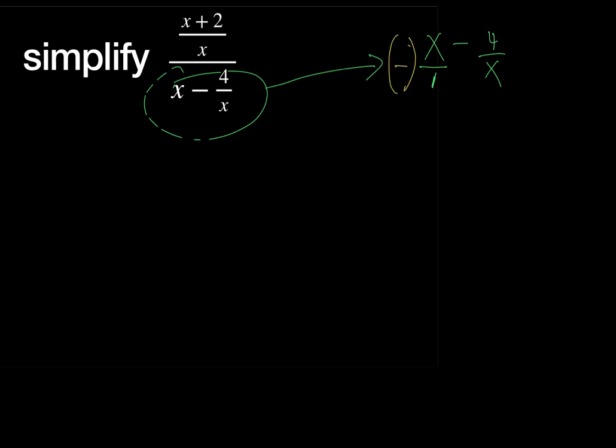So I need to multiply that first thing by x over x. X over x is 1. Doesn't change the value. So when I multiply here, multiplying fractions, we just multiply across. It will be x squared over x minus 4 over x. And since they have the same denominator, I can rewrite that as x squared minus 4 over x.